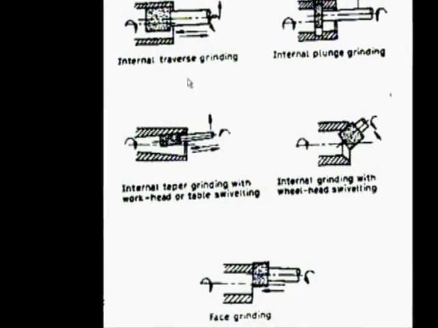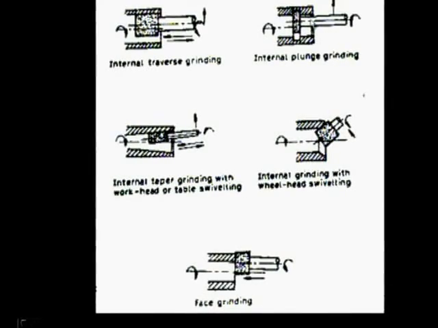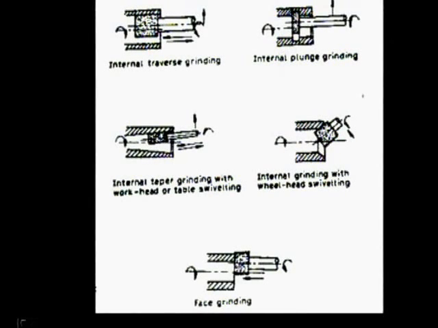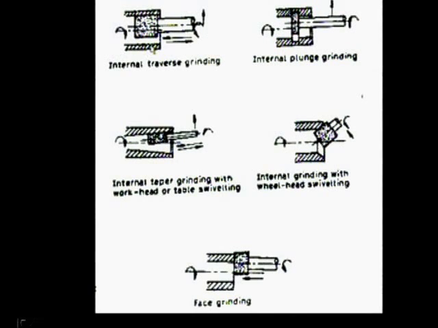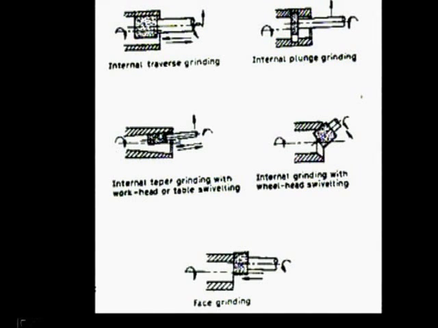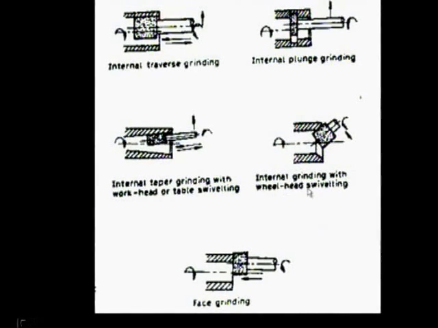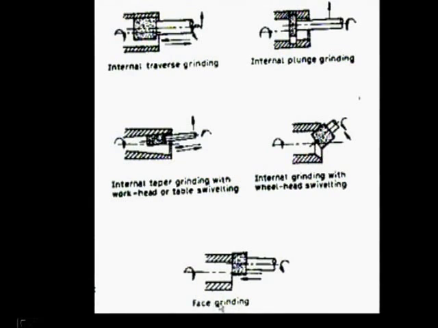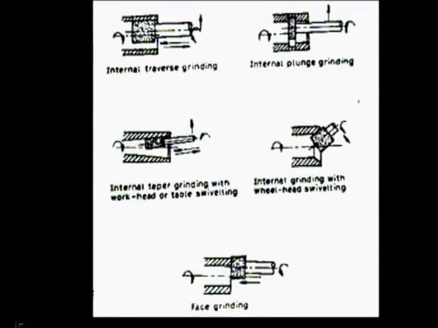Here these are the different grinding operations. See here the plunge, where there is more gap, and here it rotates for internal grinding. Here is plunge grinding, and this is taper, how to give the taper. Here the angle should be given, whereas here is internal grinding with wheel head swiveling, where we need a chamfering. And here it is the face grinding, which is 90 degrees to the face of the workpiece.